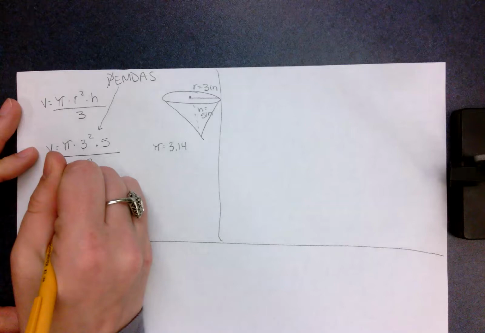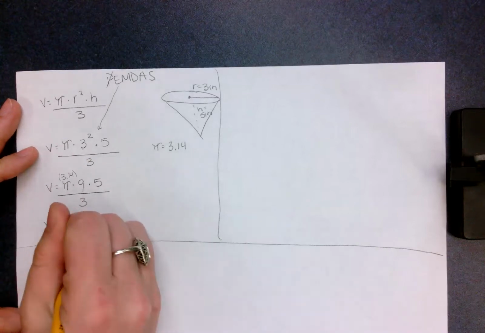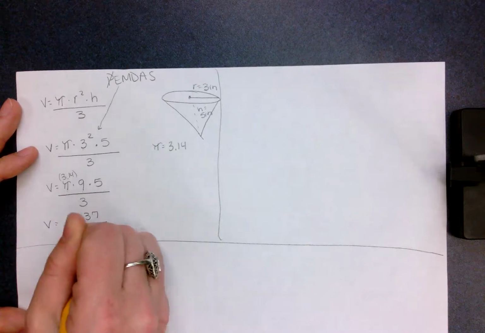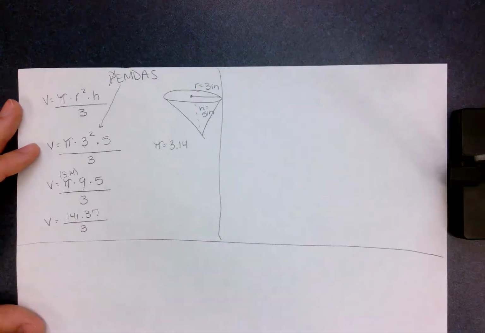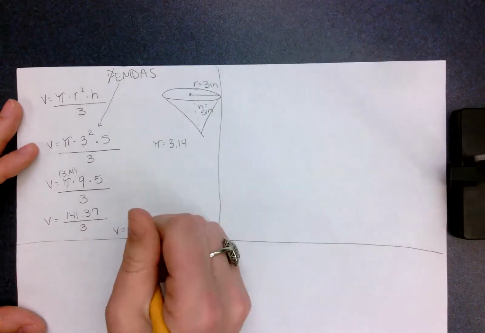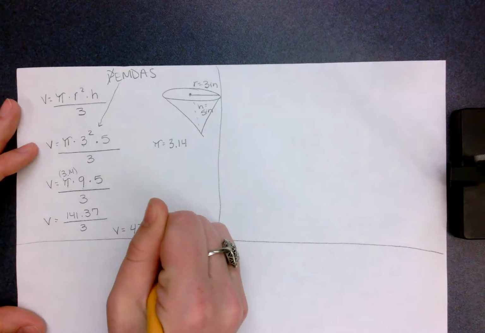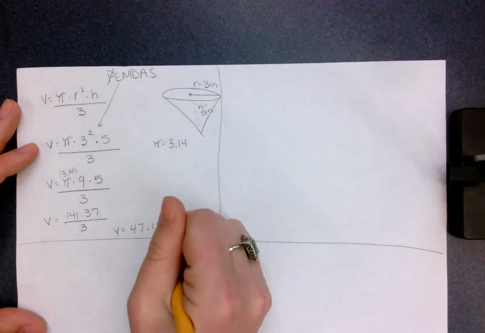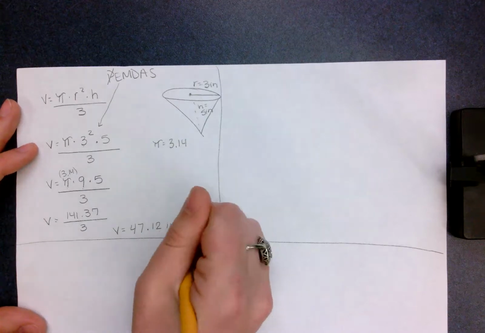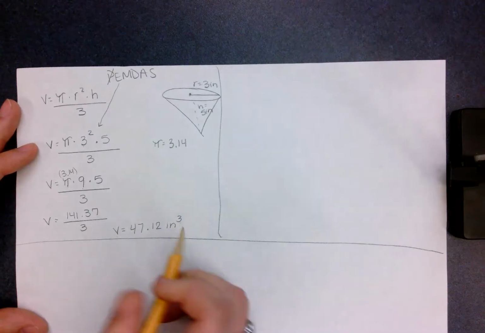I'll put it right here. And that gives me 141.37 divided by 3. And then I put that into my calculator, and I get 47.12 inches to the third because it's volume. Volume is always to the third power.